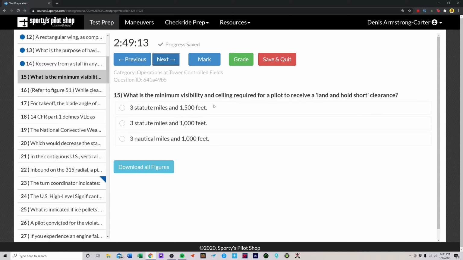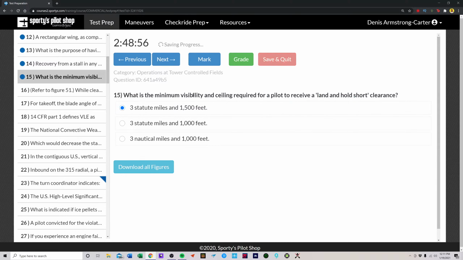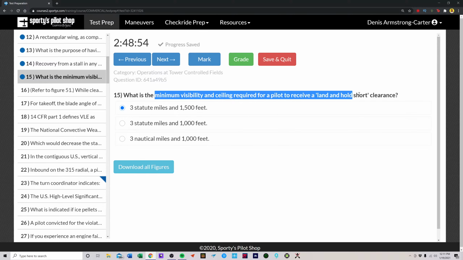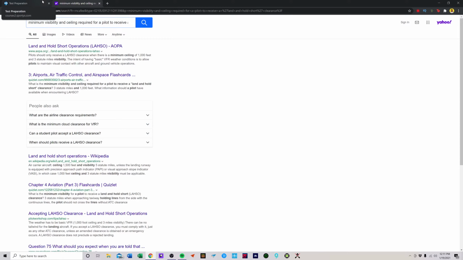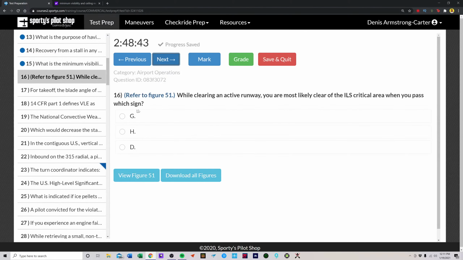What is the minimum visibility and ceiling requirement for a pilot to receive a land and hold short clearance? It is 3 statute miles and, ooh, we'll see. I think it's 3 in 1,000. Yeah, it is. I was right.